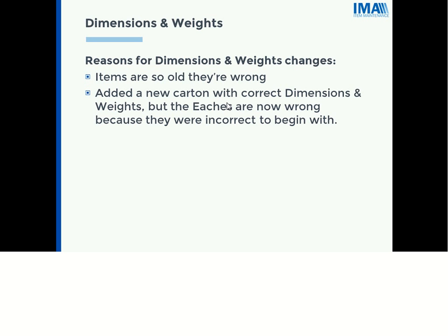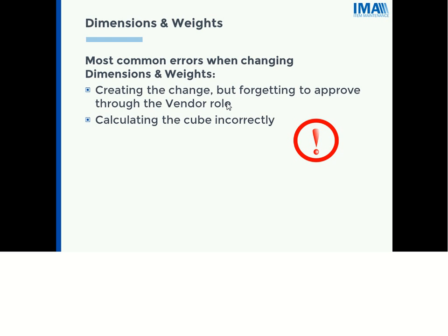So if you add a new carton and you're not even touching the eaches, if you go to approve it and you get an error that has to do with dimensions and weights and it mentions your eaches, it could be that your eaches are wrong to begin with, even though you know that your carton is correct. So then you would have to go do a change request for your eaches in order to approve that new carton through with the correct dimensions and weights.